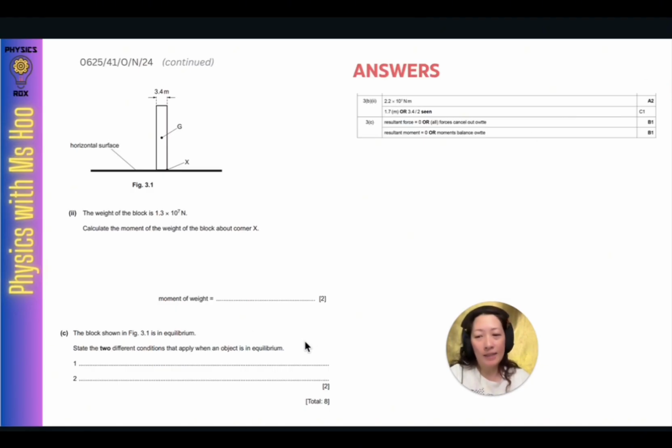For question C, they ask you to state the 2 conditions that apply when an object is in equilibrium. Like I mentioned earlier, the term "state" normally is a recall question. So you just need to recall what the 2 conditions are for the object to be in equilibrium. You can see from the mark scheme here, the resultant force must be 0 and the resultant moment must be 0, or written out something to that effect.